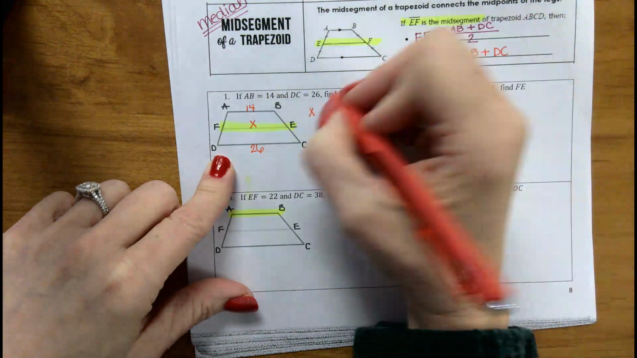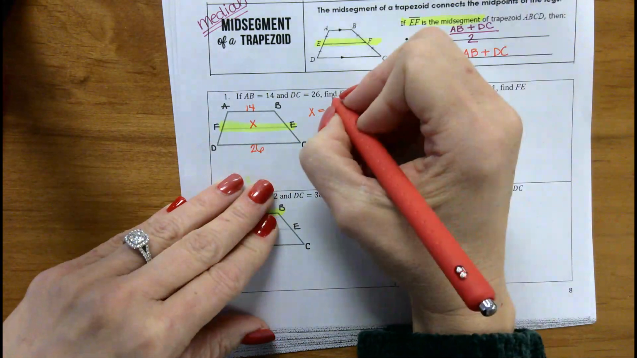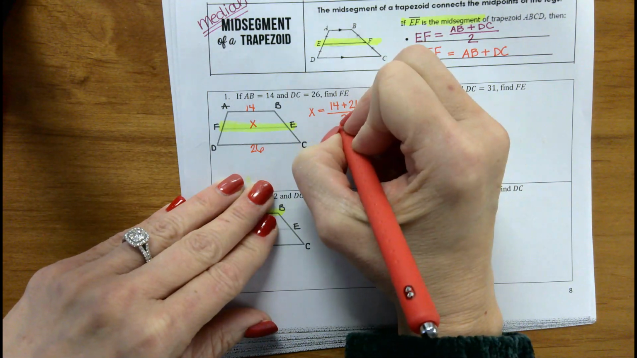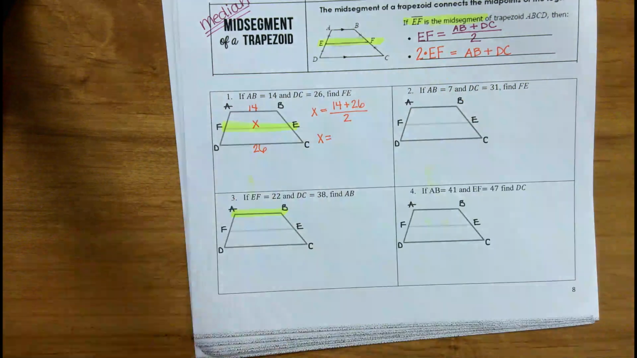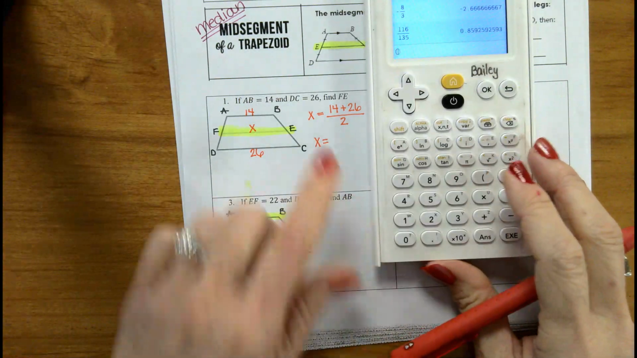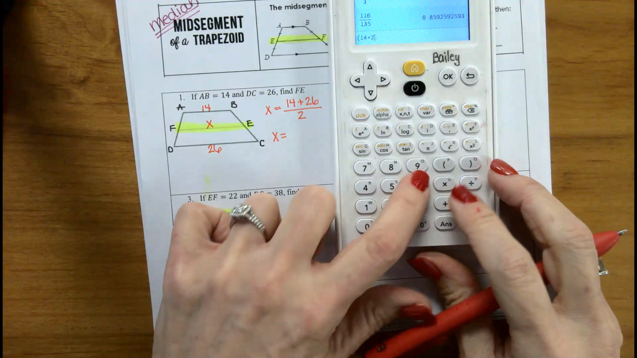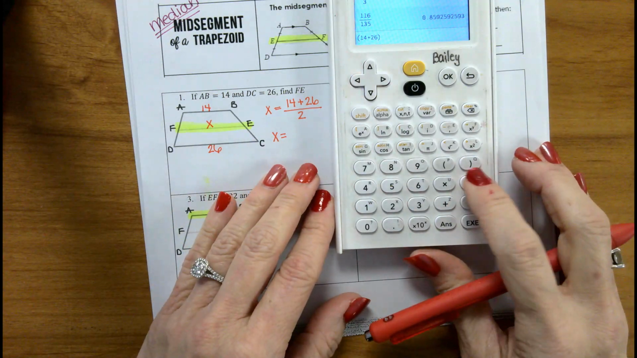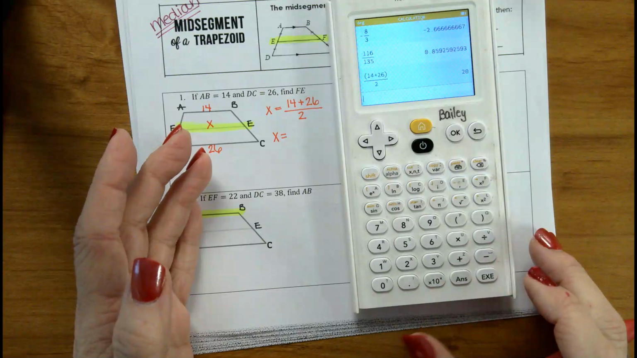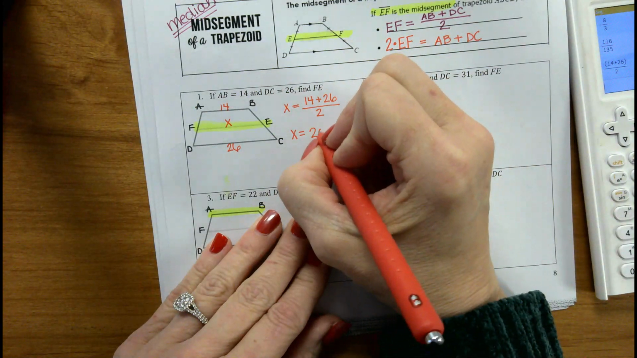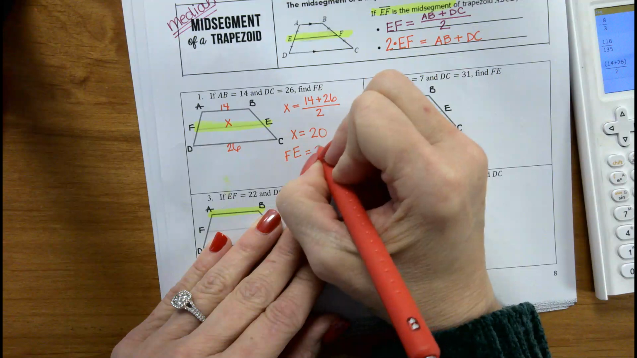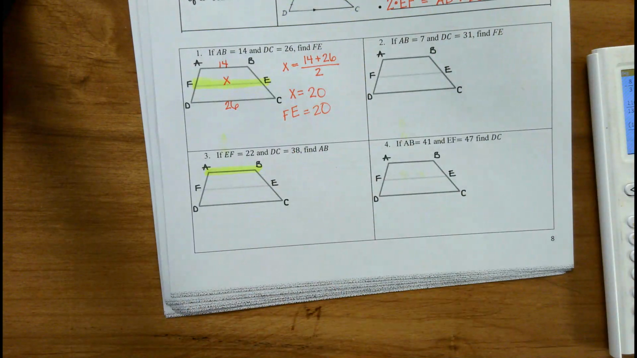Okay, so my mid-segment, my median, is going to be 14 plus 26, and we will divide by 2. And then you can just put that in a calculator. If you use parentheses, you can actually type the entire thing in at one time. 14 plus 26 inside parentheses, then you can just hit divide by 2. It looks like what's on your paper. They match. And you get a 20. Okay, so FE is equal to 20. That's how you find the middle.